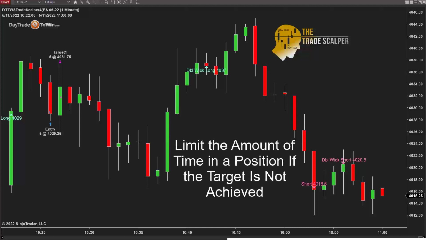If you're ever in a trade and the market's going sideways, it's just flopping around, there's no target, there's no stop, get out of the trade. That's one of the prime elements of trading. Don't hold on to a signal if it doesn't make you an instant profit.